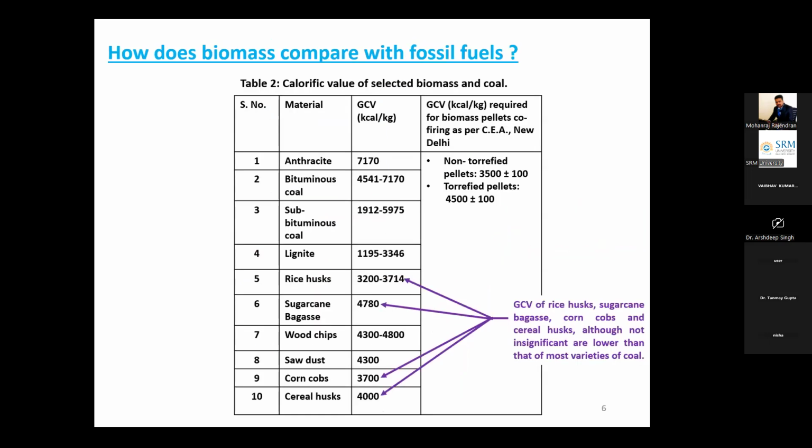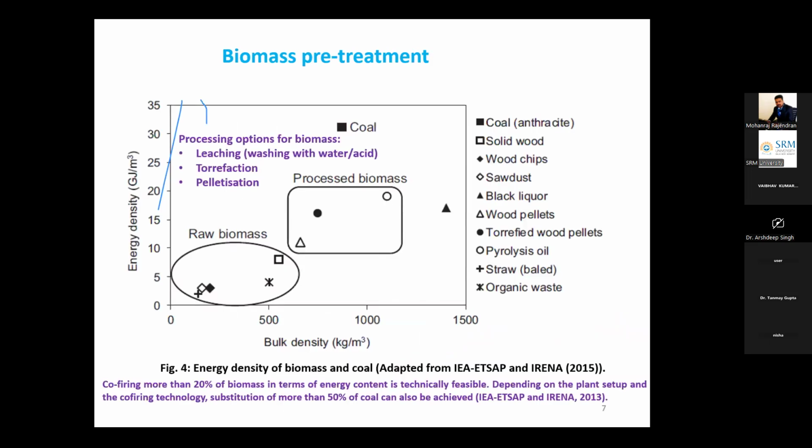So how does biomass compare with fossil fuels? Can we use these biomasses as a fuel in the industry? Yes, because if we compare in this table the calorific value of selected biomass and coal, the GCV of bituminous and sub-bituminous coal comes in a similar range to some of the biomasses like rice husks, sugarcane bagasse, wood chips, sawdust, corn cobs, or cereal husk. The GCV of these biomass is around 3500 to 4500 kilocalorie per kilogram, which is good enough to be used as a fuel.